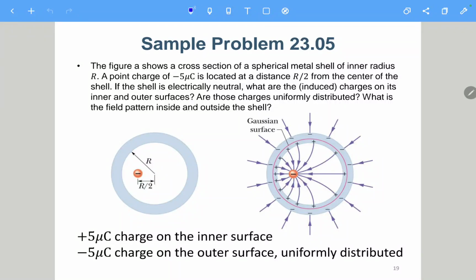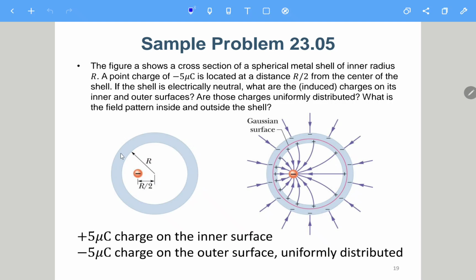Okay, so let's take a look at this sample problem. The figure shows a cross-section of a spherical metal shell of inner radius r. A point charge of -5 μC is located at a distance R over 2 from the center. So this is the sphere, this is the metal shell, and the center is at this point.